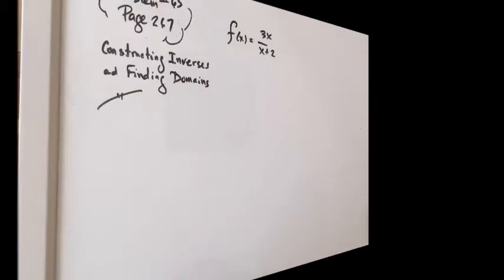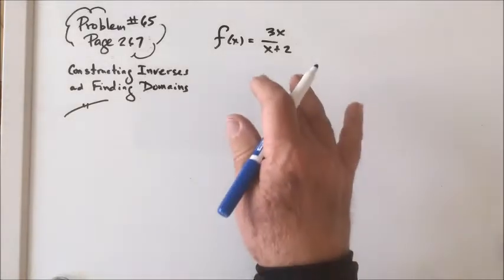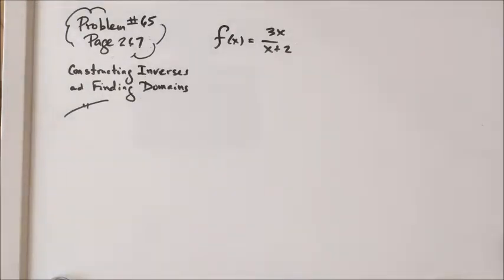All right, here comes problem 65, page 267. It is the second and last of the two problems that I'm going to do for you. For your homework 18, you have assigned problems 63 and 69. And this problem says find the inverse of f and then find the domains and ranges of everybody, both f and f to the minus 1 of x.